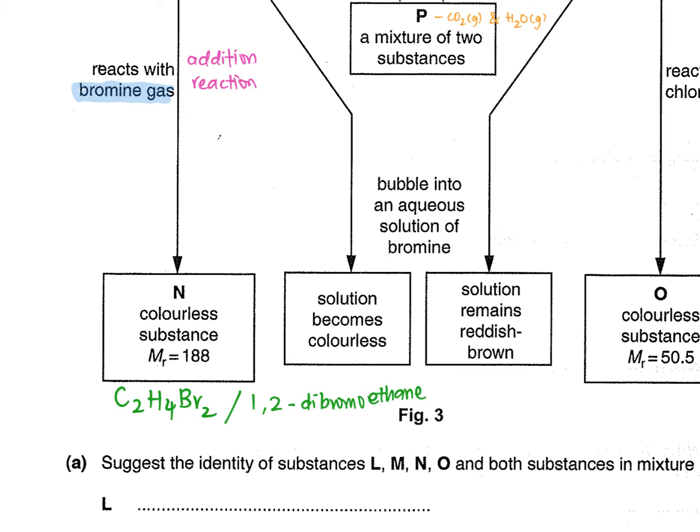Remember this part is 1, 2. Then you have a dibromo because you have your 2 bromine atoms added on to the alkene molecule. So these are things you need to take note of. So what is the 1, 2 for? The 1, 2 is to talk about the position of the bromine.